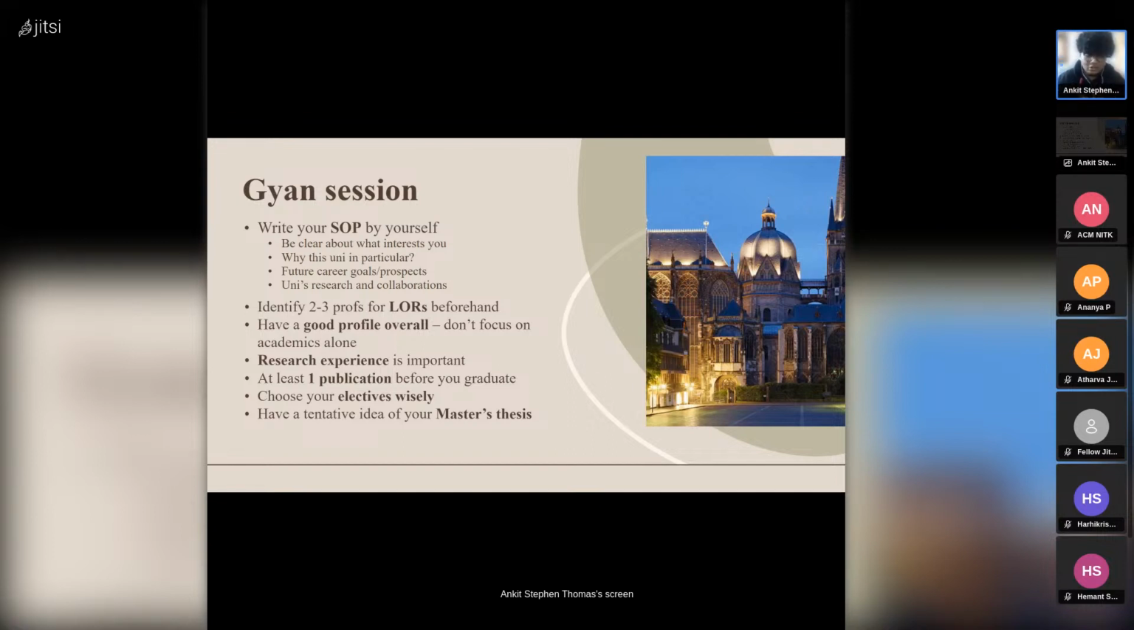Then have a good profile overall. Don't focus on academics alone, because that backfires, right? Like, you didn't do anything in your undergraduate life, it's just studying, and that's boring. Colleges would prefer a holistic individual. And aim to have at least one publication before you graduate, because then you can say that it is something that you did independently.